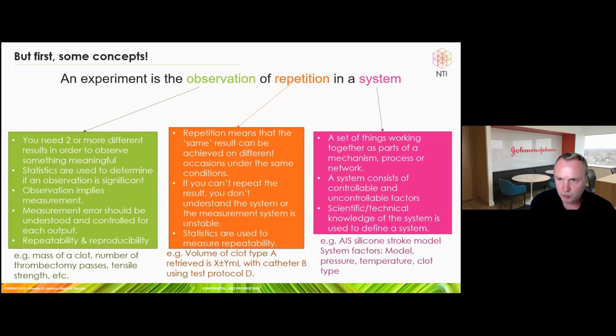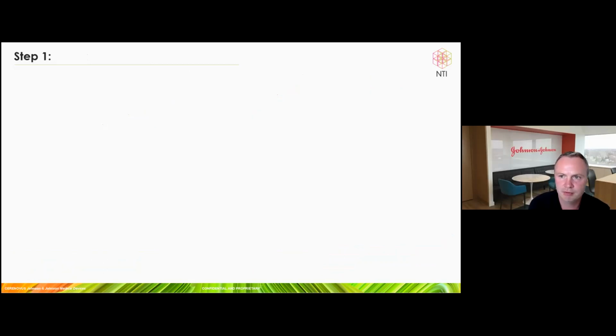So we'll refer back to these concepts as we go through. I just wanted to be clear about that before we went into the rest of it. Okay. So step one when we're designing an experiment is define a problem or an objective. So that's experimentation 101.